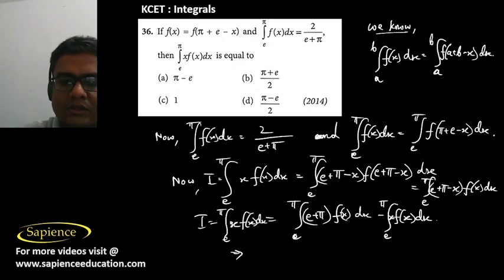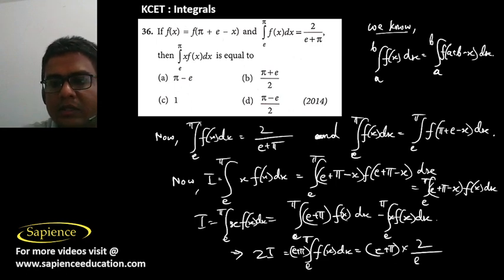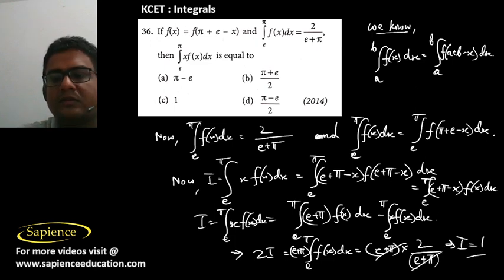Then again the same integral is coming, so I can write 2I is equal to integral e to pi of e plus pi into f of x dx. Since e plus pi is constant, it comes outside of the integration. So I can write e plus pi into 2 by e plus pi. This part will cancel out. So 2I is equal to 2, so I is equal to 1. So option C is the correct answer.